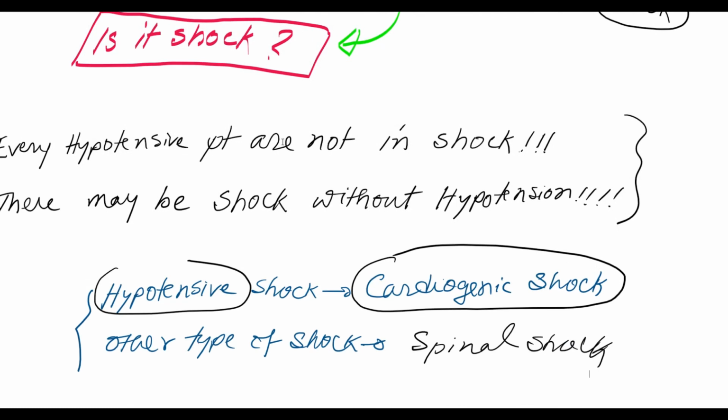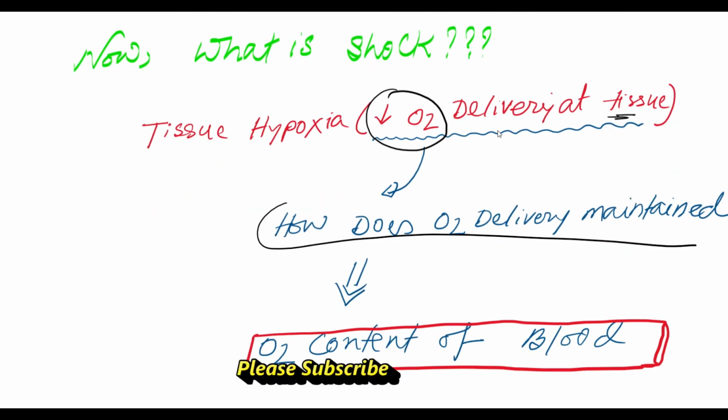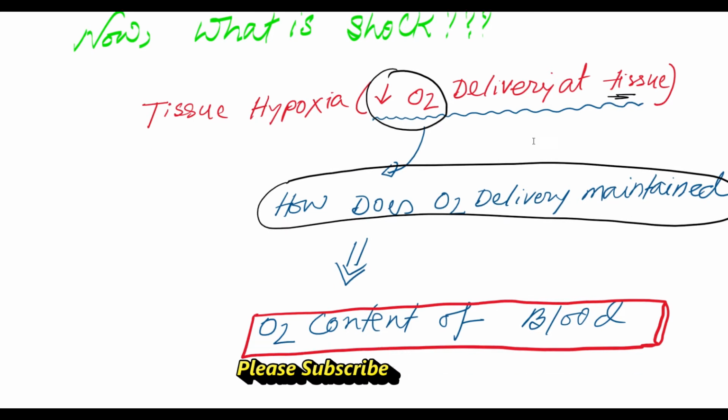So to decide about the shock, at first we should know what shock is. Shock is just tissue hypoperfusion, and here shock means hypotensive cardiogenic shock, and this shock is due to tissue hypoxia. What do you mean by tissue hypoxia? Tissue hypoxia means decreased oxygen delivery at the tissue level. So the question should arise here: how is oxygen delivery maintained at the tissue level?